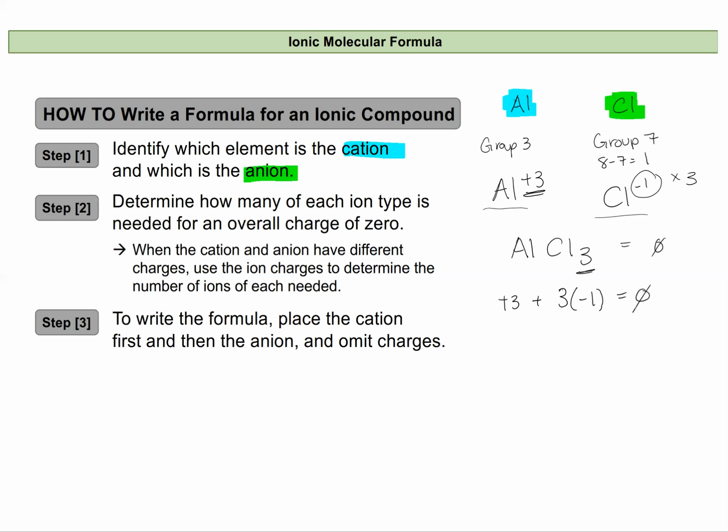So when we write our formula, we make sure that we always place our cation first. So the aluminum is written first, followed by the anion, which is the chlorine. And I put my 3 subscript to show the number of chlorines. And it's important that when I'm writing out my chemical formula, I omit the charges unless there's an overall charge associated with the compound. And in this case, there's not, because we've balanced that away.